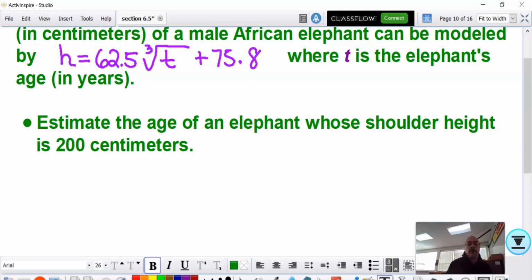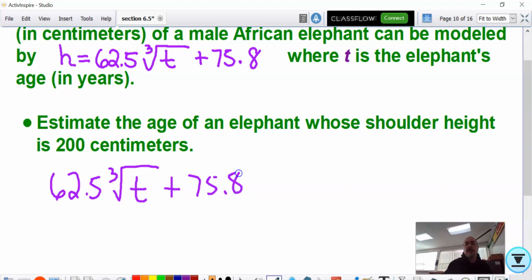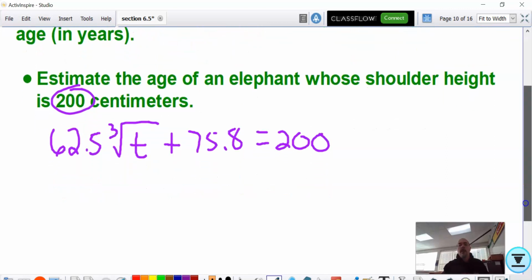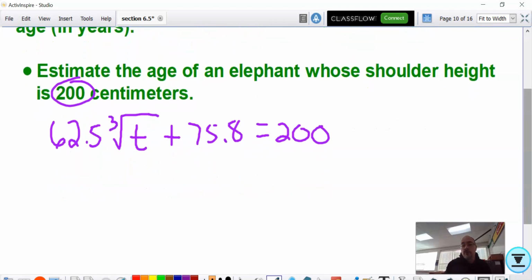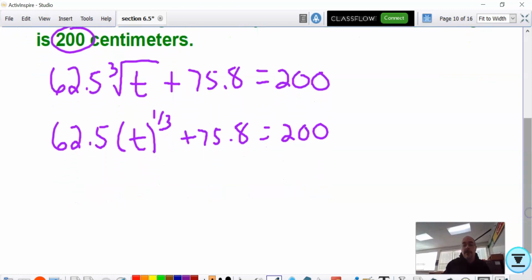All right, here we go. So we're going to take the 62.5 cubic root of t plus 75.8, and we're going to set that equal to 200. Now, we're not going to work with the root symbol, so I'm going to rewrite that as 62.5 times t to the 1/3 power plus 75.8 equals 200. We're going to solve for t, ladies and gentlemen. Here we go. We're going to subtract the 75.8.